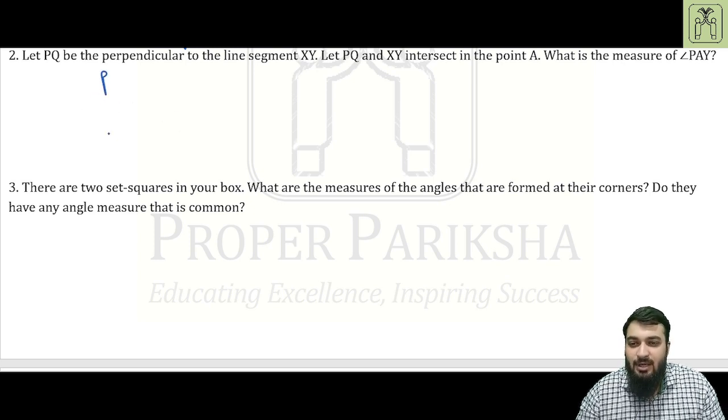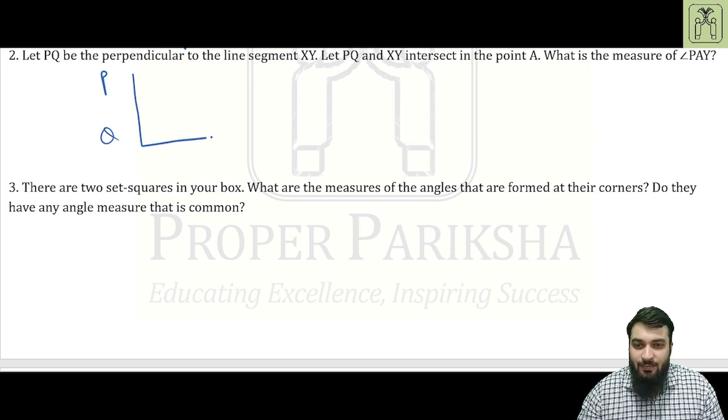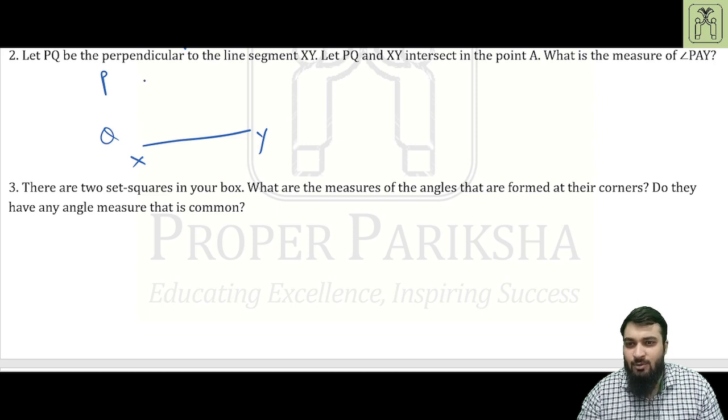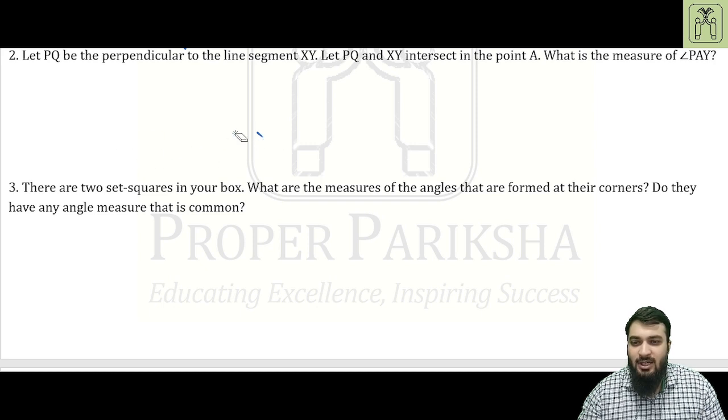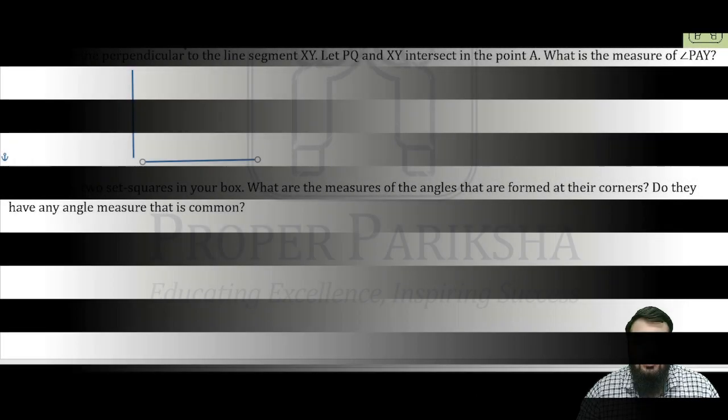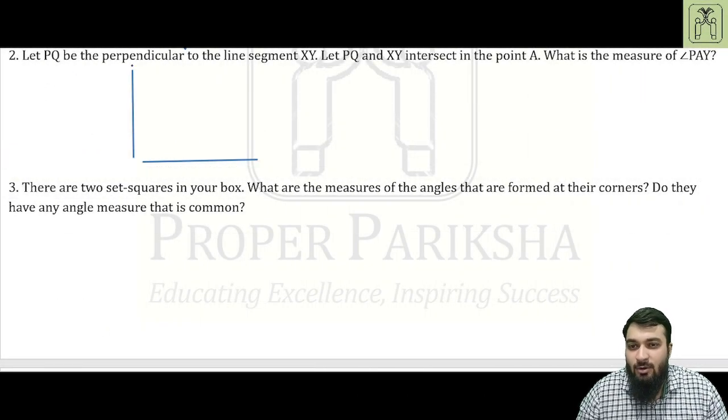There is a line PQ, okay, and it is perpendicular to the line segment XY. Therefore, this means that PQ is not joining XY as of now. Let us draw it properly so that it is neatly represented. Chalo, coming back to the question, we have drawn two lines. Let this be PQ. These are line segments.